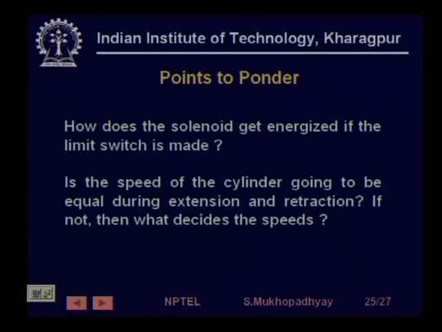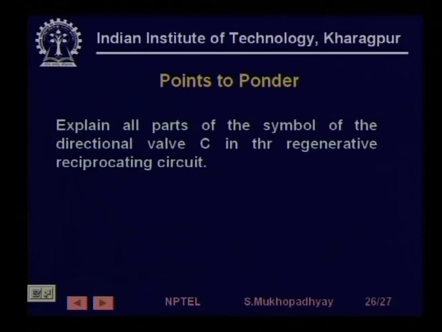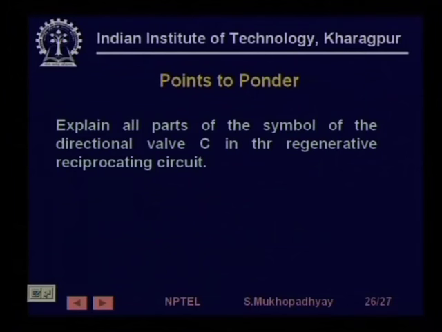Same question. Is the speed of the cylinder going to be equal during extension and retraction when you have a regenerative circuit? If not, then what decides the speeds? We have analyzed this. It is the area ratio. But how does it decide? That you figure out. Explain all parts of the symbol of the directional valve C, basically same except for something special. This is about the regenerative reciprocating circuit, only the directional valve has a detent. That was the only special thing.